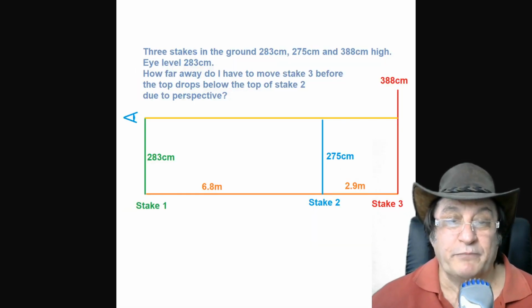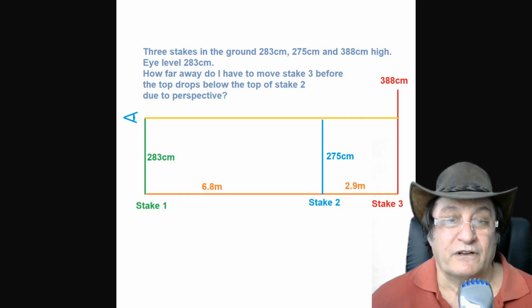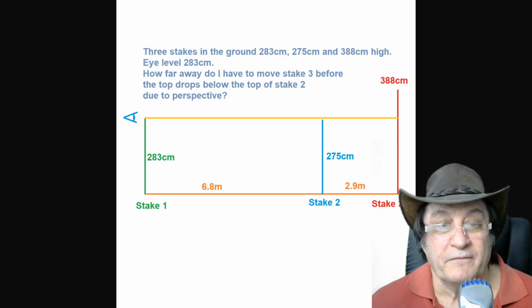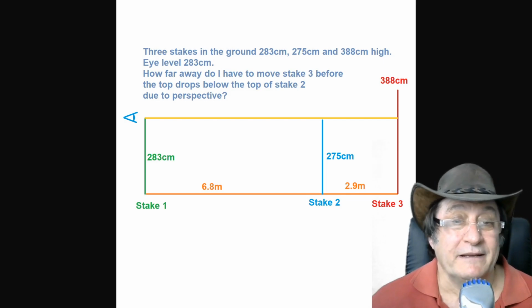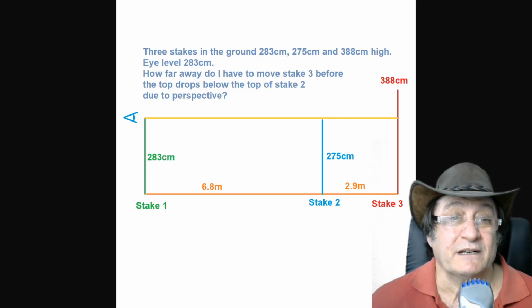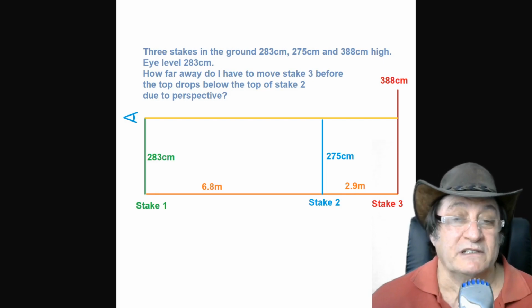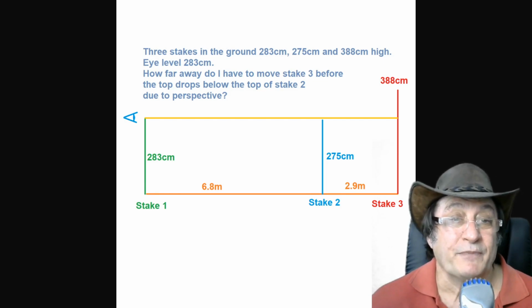So if you think that perspective can substitute for curvature, flat earthers, I have a problem for you. Here I have 3 stakes in the ground. The first one is 283 centimetres high. You can make it feet if you want to, it doesn't matter. 275 centimetres is the second one. So the eye is looking over the second stake because the eye level is at the top of the first stake. And then the third stick is 388 centimetres or feet, whatever you like. As long as you use the same units in all 3, it doesn't matter.